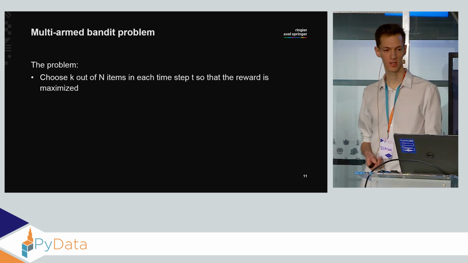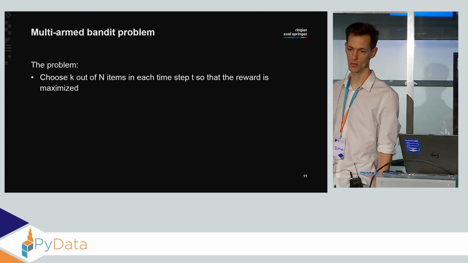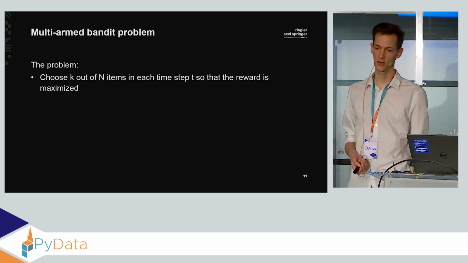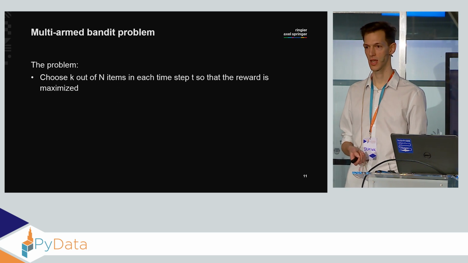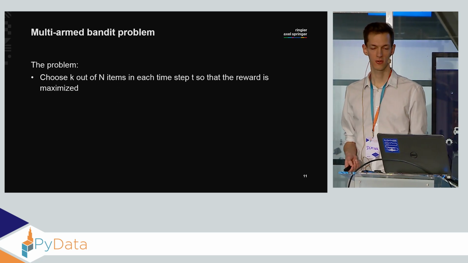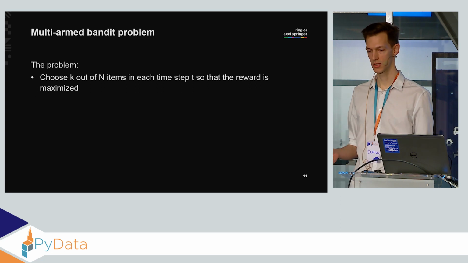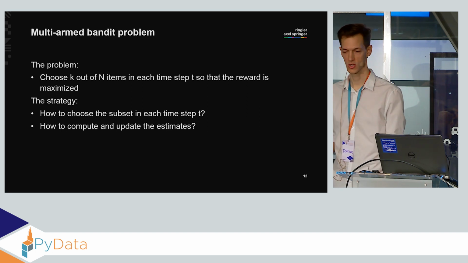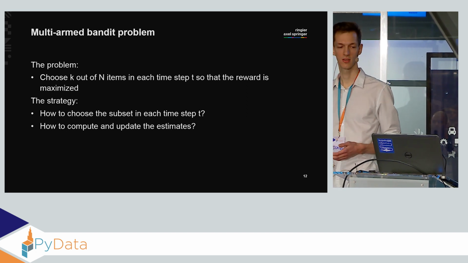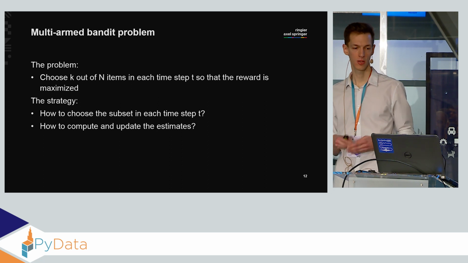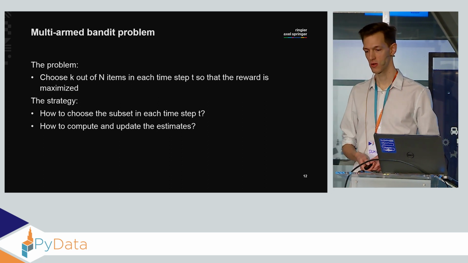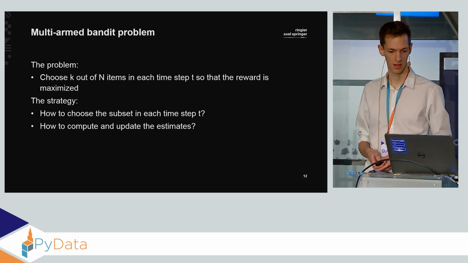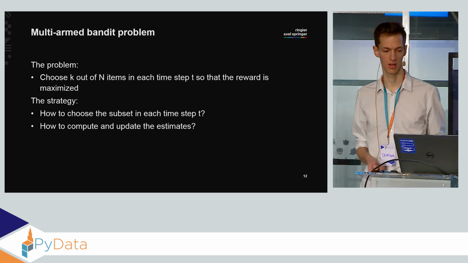So what I've just given you is a definition of the multi-armed bandit problem, as well as a simple strategy to deal with that problem. The problem more formally is defined as choosing k items out of n possible items in every time step t, so that our reward is maximized. Whereas the strategy is mainly concerned with the questions of how do we choose the subset in each time step, and more importantly, how do we, first of all, store, and second, how do we update the estimates for the articles? As you will see, this might be done in a number of different ways.